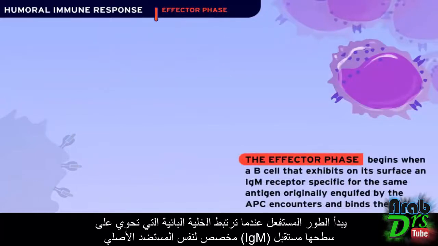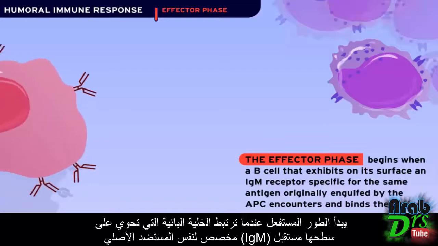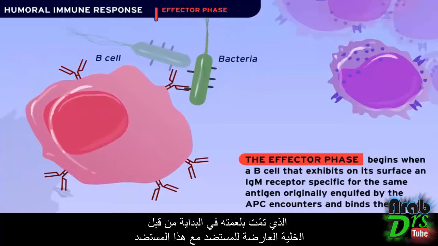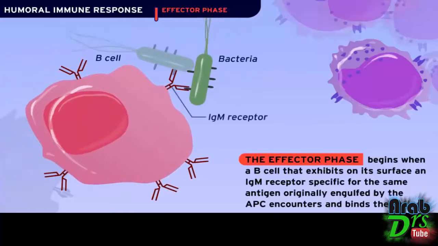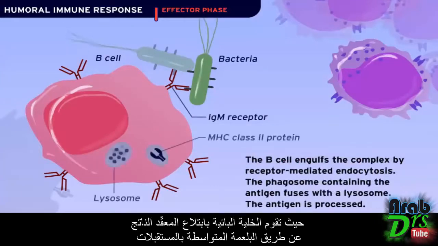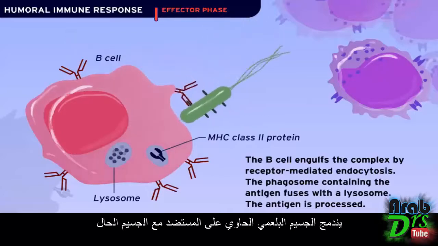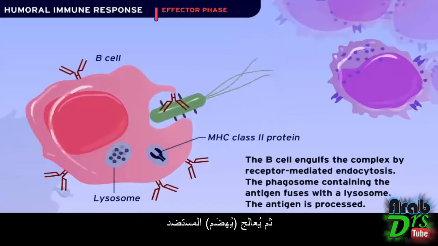The effector phase begins when a B cell that exhibits on its surface an IgM receptor specific for the same antigen originally engulfed by the APC encounters and binds the antigen. The B cell engulfs the complex by receptor-mediated endocytosis. The phagosome containing the antigen fuses with a lysosome. The antigen is processed.